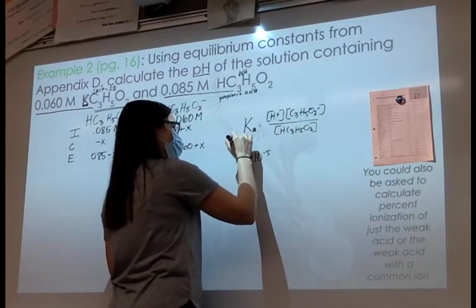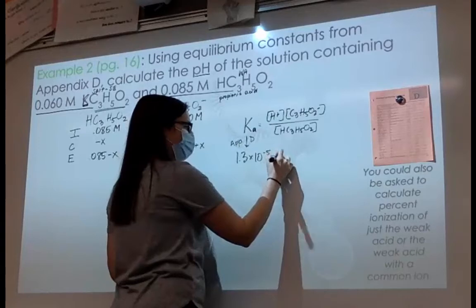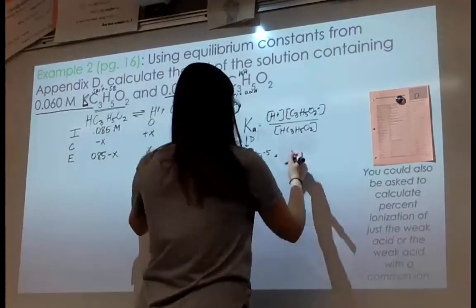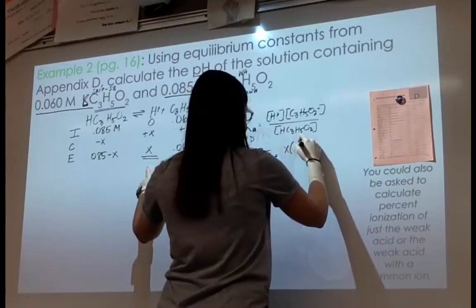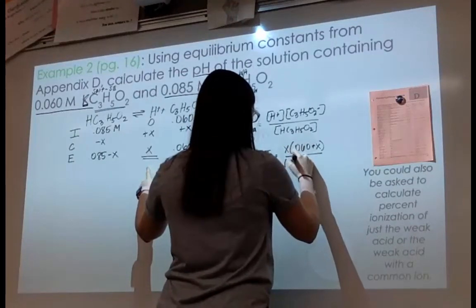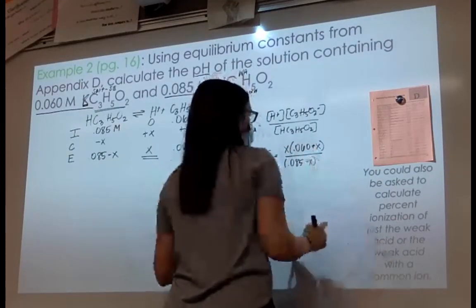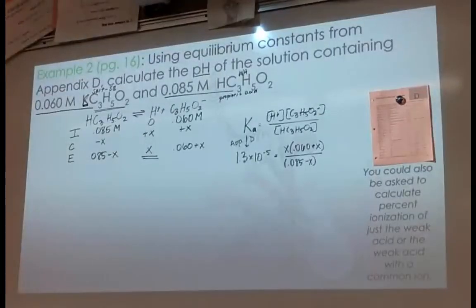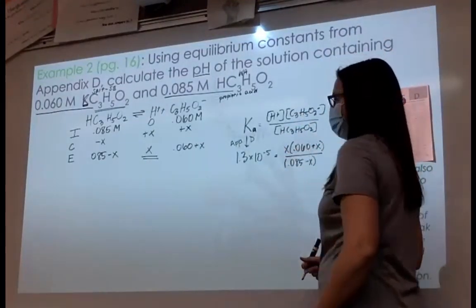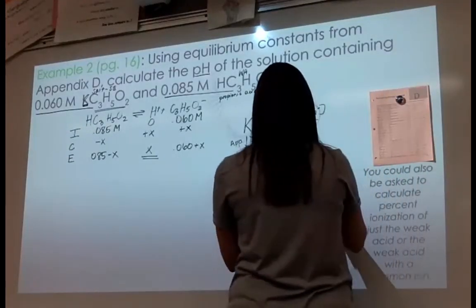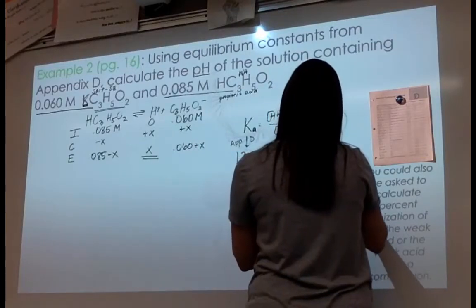Again, this came from Appendix D. And then we just plug in our values for x like we had done before. X times 0.060 plus x over 0.085 minus x. Now, if you start looking at this and you're like, that's going to get really complicated. Well, what did we do to make it easier and not have to use a quadratic? Assume x is small.